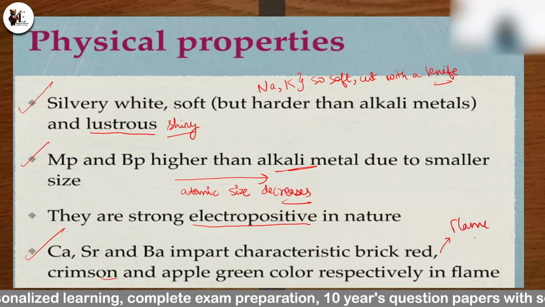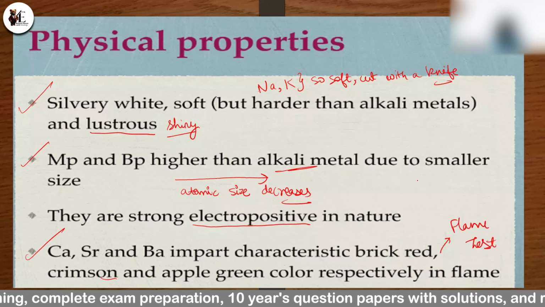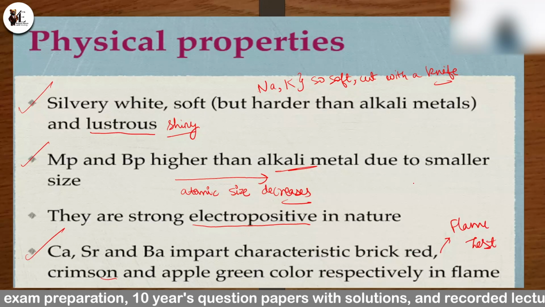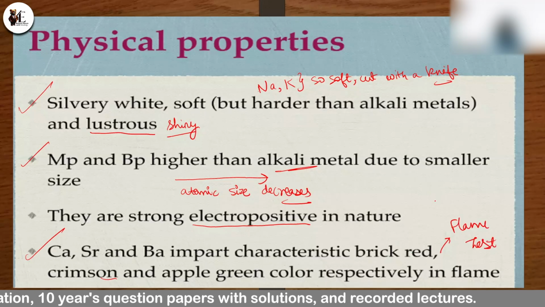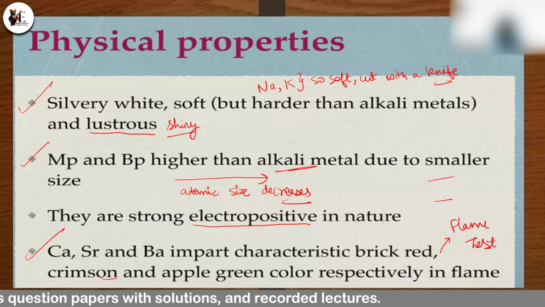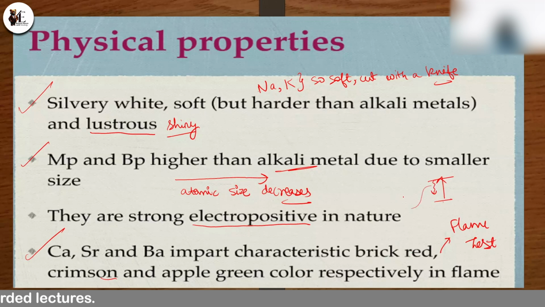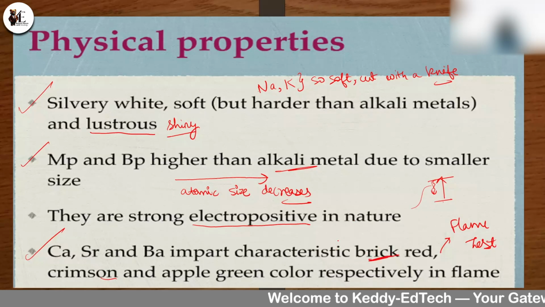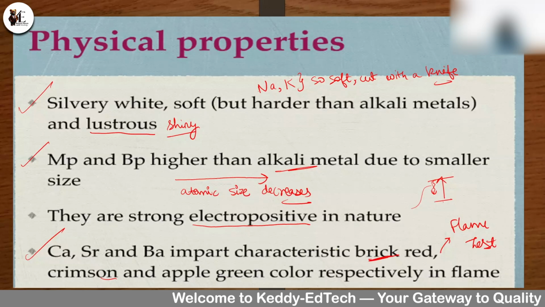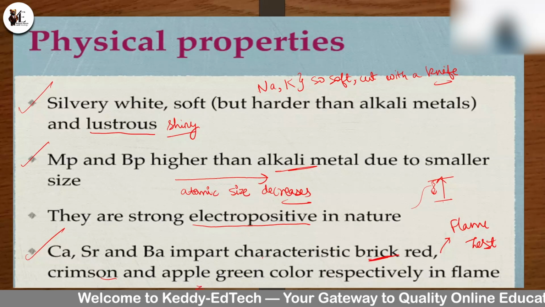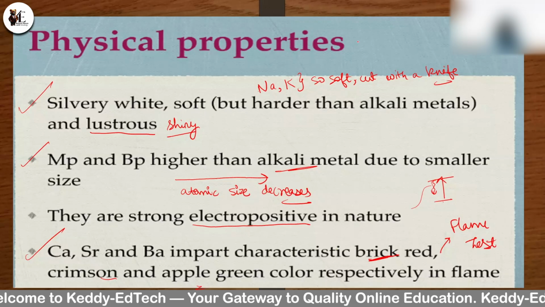So in the flame test, what we do is, in the Bunsen burner, when energy is supplied, your electrons rise from the lower energy level to the higher energy level by absorbing the energy. And when they return, they emit radiation of suitable frequencies. They emit colors. So calcium will give brick red color, strontium will give crimson color, and barium will give apple green color. These colors are important for you to learn. Okay, so write it down.